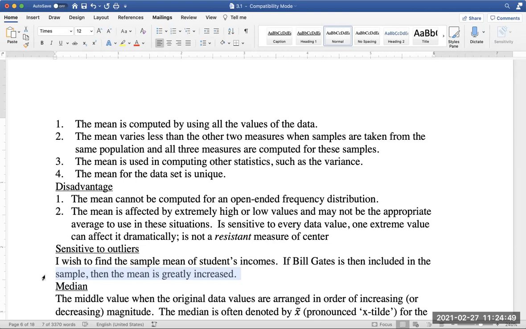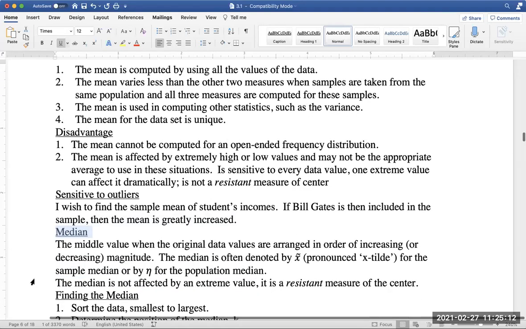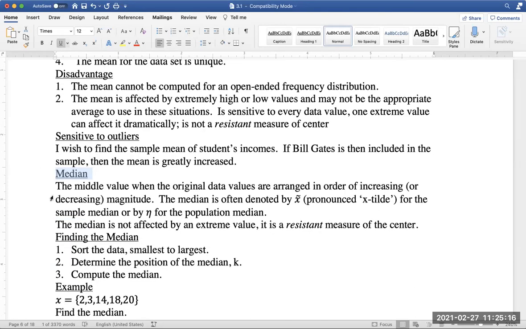If you look at that, it's probably not a good measure of what people's income is, because most people taking this class do not make $2 billion. A better way of doing this, not the best way, but the way that they usually do it, is by using the median. The median is found by sorting your data values and then finding the middle of the data. It is usually denoted by a little tilde, or eta for the population median. It is not affected by extreme values. It is a resistant measure of central tendency.